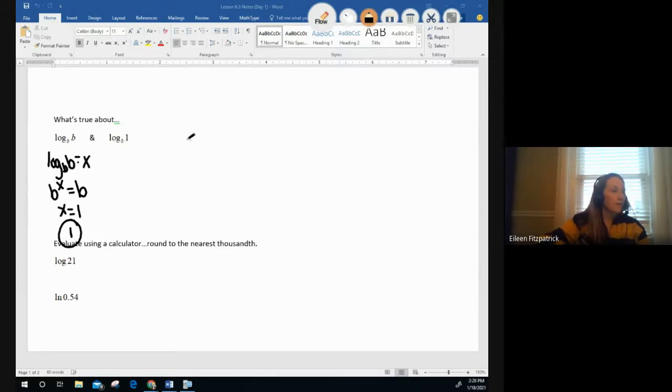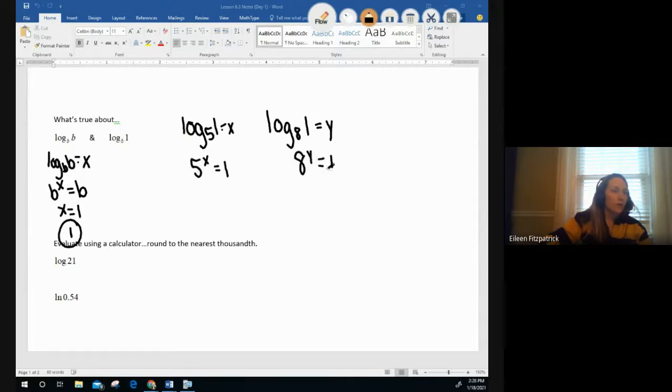Well, let's come up with a few examples again. What about log base 5 of 1? Or log base 8 of 1? So if I change form, set it equal to x, I'll set this one equal to y. I have 5 to the x equals 1. Here I have 8 to the y equals 1. Well, what does the exponent have to be so that it evaluates to 1? It would have to be a 0. X would have to equal 0. Y in this case would have to equal 0. So when you have log base b of 1, that's always going to evaluate down to 0.